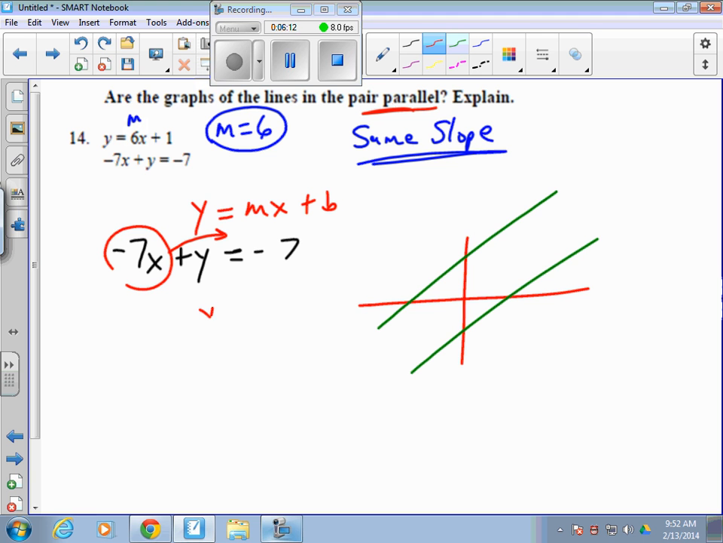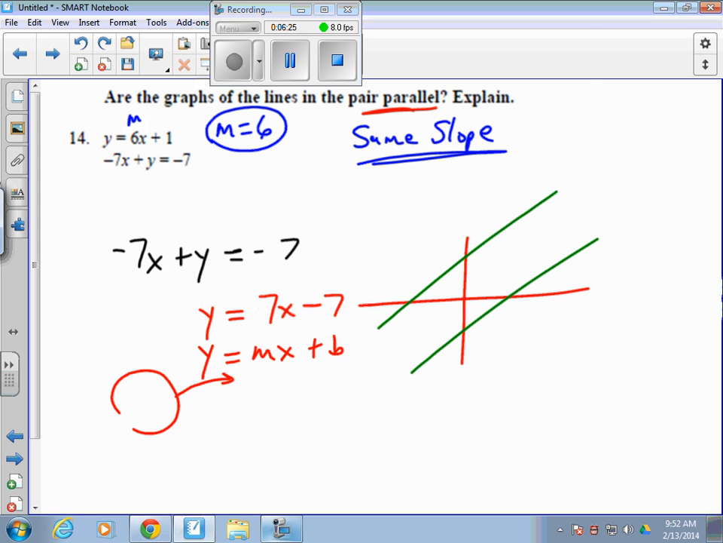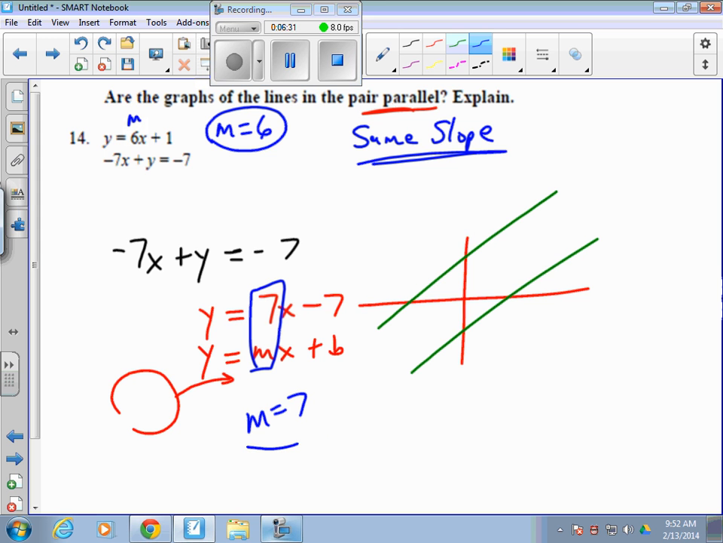If we do that, we have y equals, it was negative 7x on the left. It becomes positive 7x on the right. And you don't move negative 7, so it's written that way. Now it says y equals mx plus b. So you can see the m value is 7. You can see what its slope is. Again, parallel lines have the same slope.